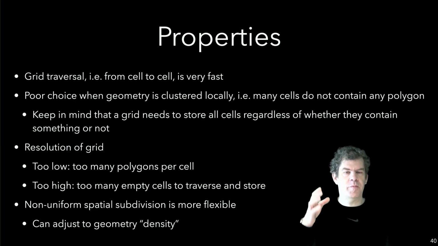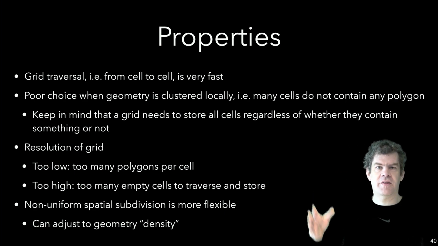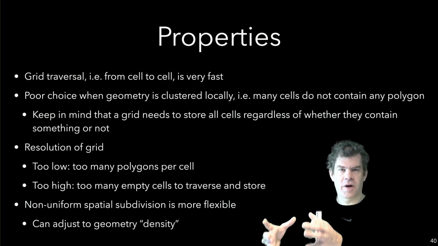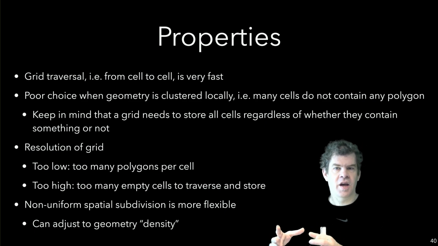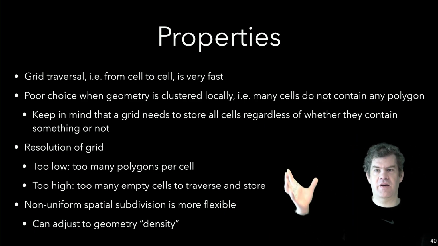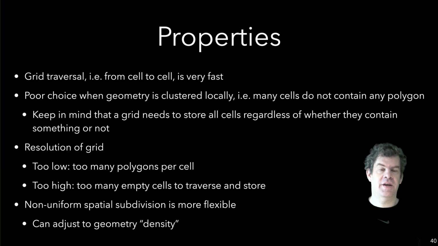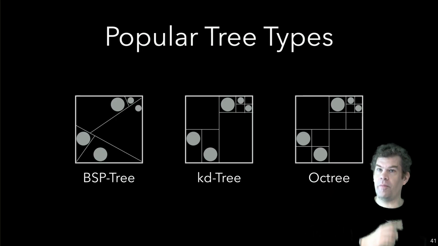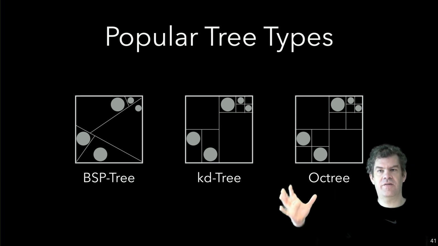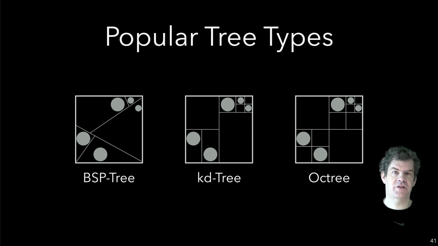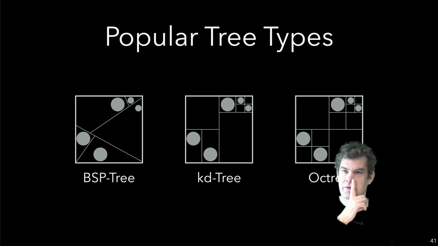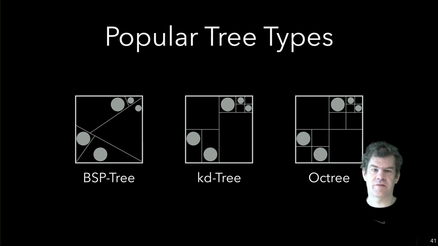Okay, so what would be more beneficial would be a data structure that has more cells near my table, in my table example, and fewer cells anywhere else. So I want to have a more flexible, adaptive data structure, right? And there are 3 types of very popular data structures that do exactly that. Those are octrees, KD trees, and binary space partitioning trees. Usually you could just call this BSP, but technically it's also a tree.